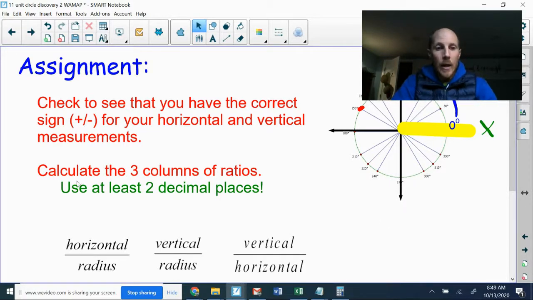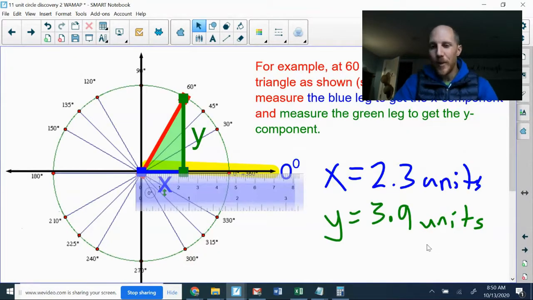So for today, we're going to move forward, calculating the 3 columns of ratios. There's the horizontal measurement divided by the radius. There's the vertical measurement divided by the radius, and your vertical divided by your horizontal measurement. In all of those situations, you're going to use at least 2 decimal places. Okay, some of you may be saying, well, how am I going to do that?